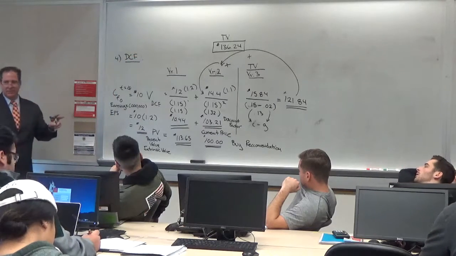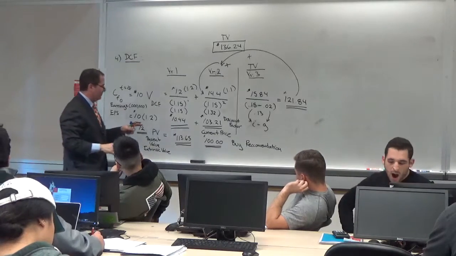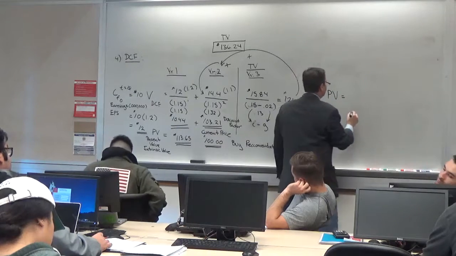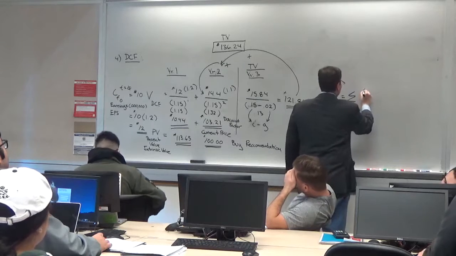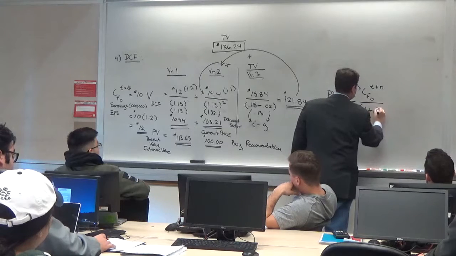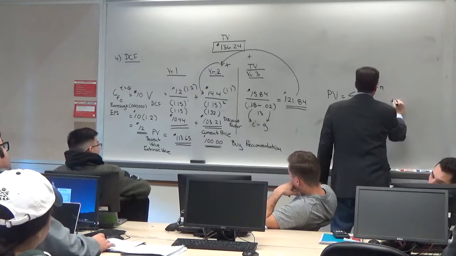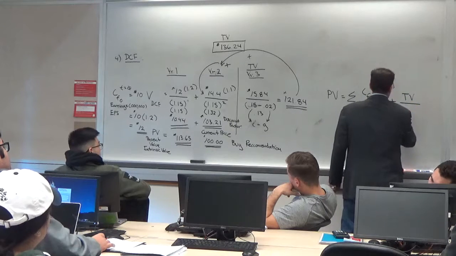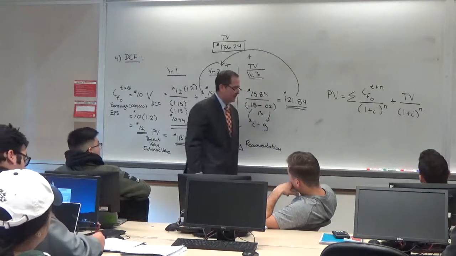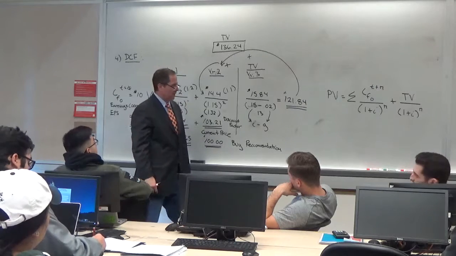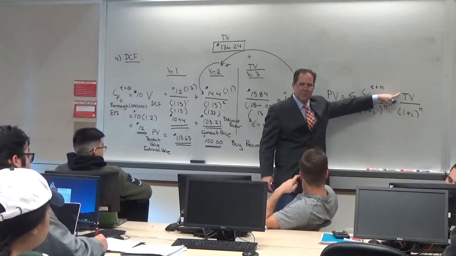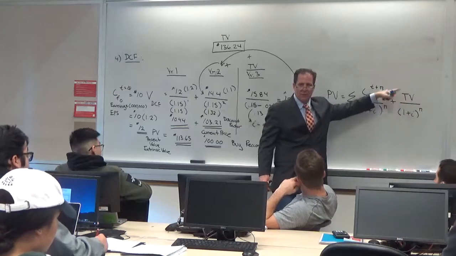Now, this is just a very simplistic valuation method. The theoretical equation is going to be like that, and I'll walk you through an example of that. So it's the sum of the discounted cash flows plus the discounted cash flows of the terminal value. I'll walk you through an example of this.